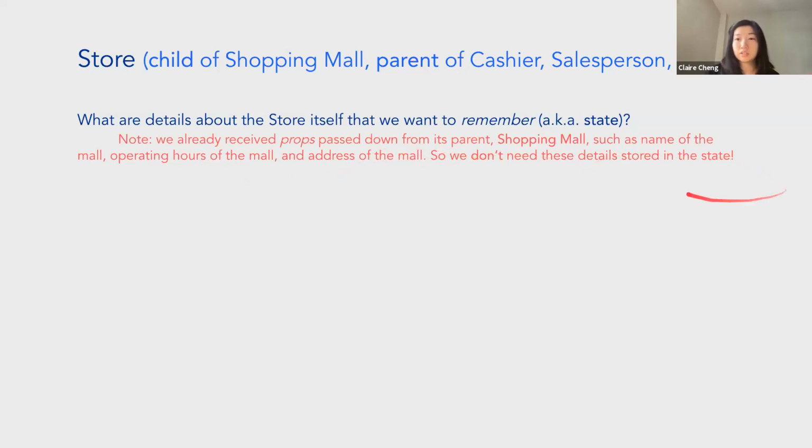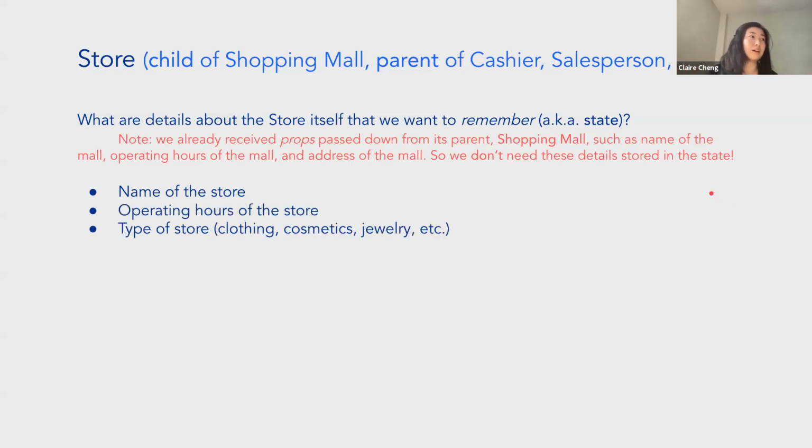We don't need these details stored in the state because we already have them passed down as inputs, as props. Some other things we might want for state, like before, are the name of the store, operating hours of the store itself, not just the mall, and probably the type of the store, like clothing, cosmetics, jewelry. By the way, these are pretty general breakdowns. You might want to store more things or fewer things. That's totally fine. This is just an example of the intuition behind how you think of state and props. And lists of staff might also be important.